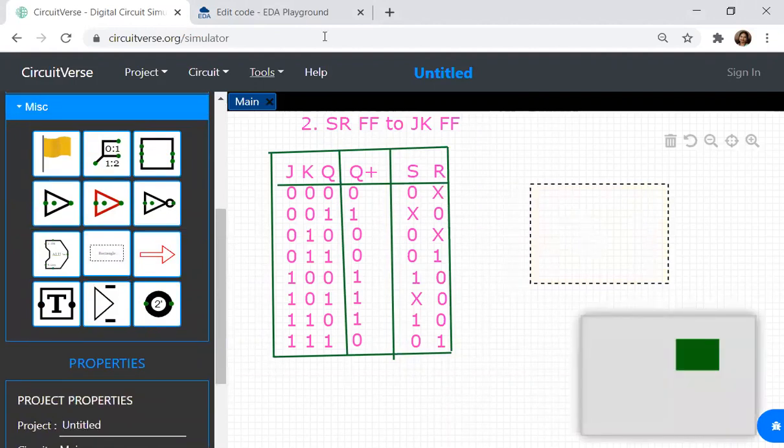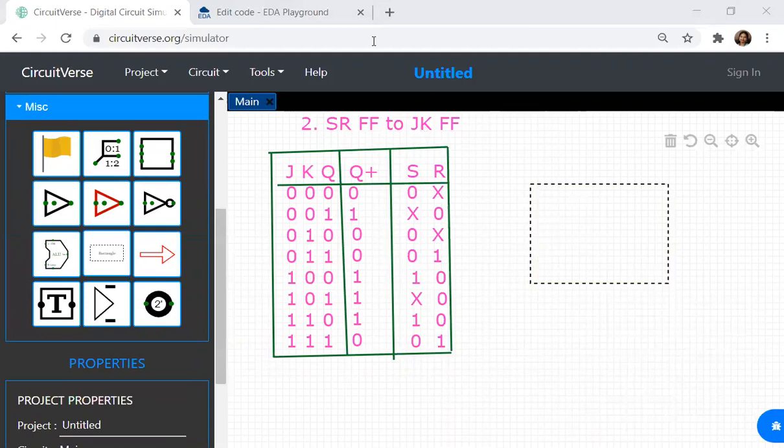Four variable K-map, 3 variable K-map it is, with J, K and Q. So for a 3 variable K-map, I will get 8 combinations. So 8 combinations I will be having.